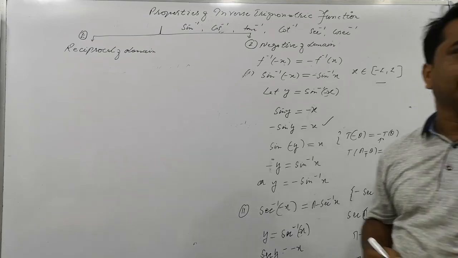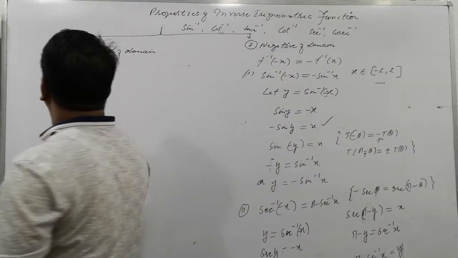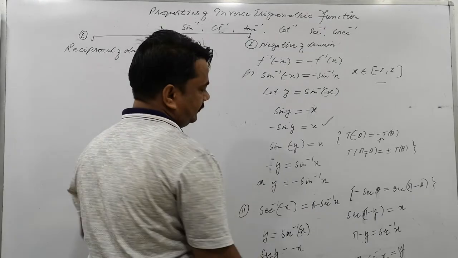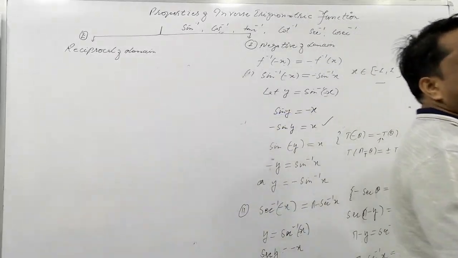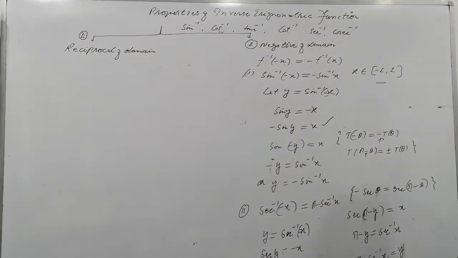Similarly, it will work for cot also. The next property, cot also. Go on writing for the cot also. Cot inverse of minus x will give you pi minus cot inverse x.